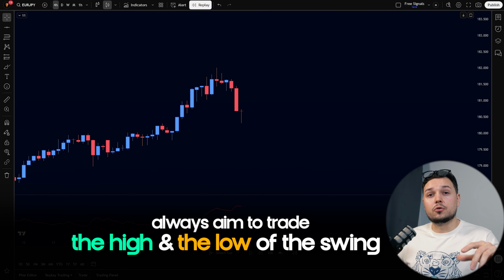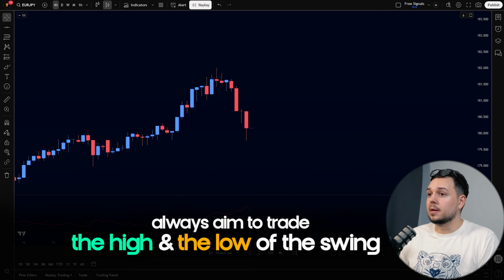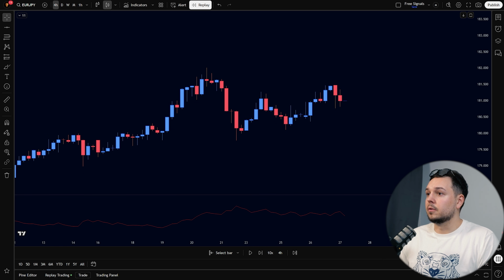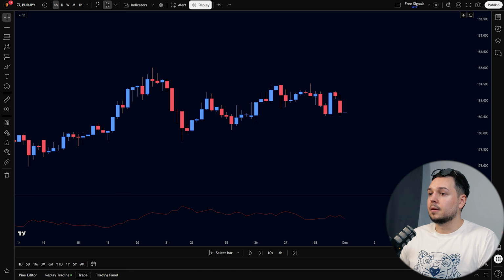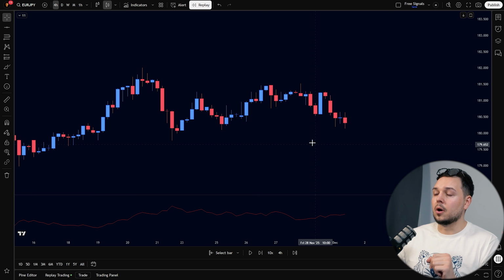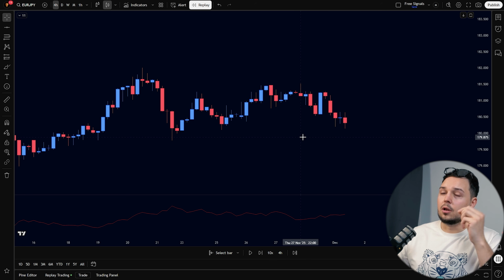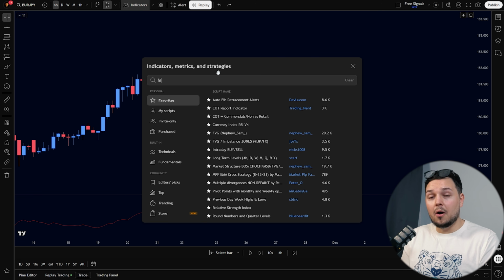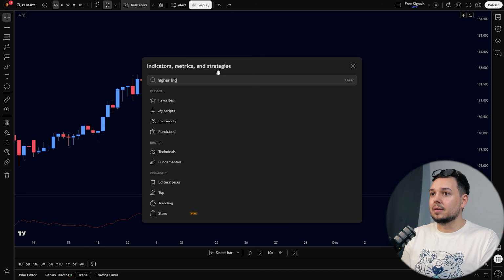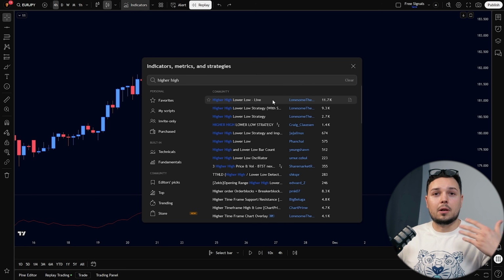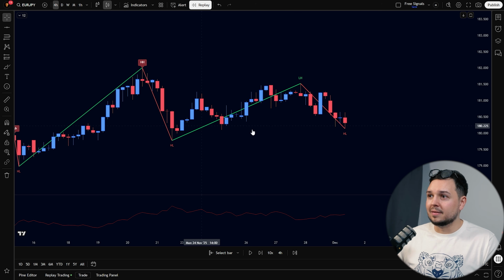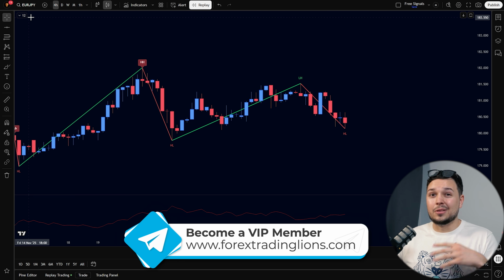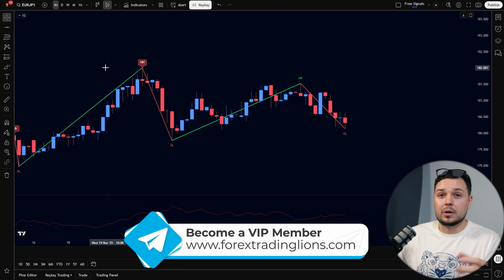You always want to trade the high and low of the swing. As we can see, it goes towards the upside, goes towards the downside, goes towards the upside, and can we get downside? There we go. You want to trade the low and the high because that's where the most orders are. If you don't know how to spot the highs and lows, use this indicator, Higher High, Lower Low, Live. It will show you all the swings necessary. You can mark them out. Since I've been trading for over 10 years, I don't need this, but I think for anyone that's new, it's going to be a great tool.